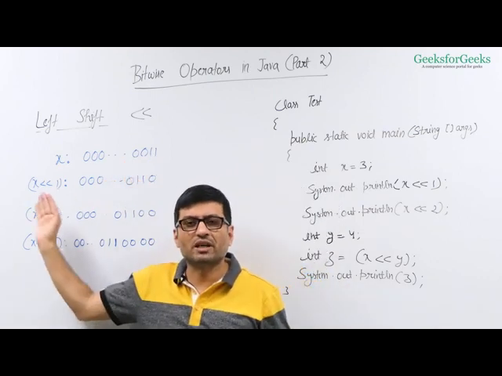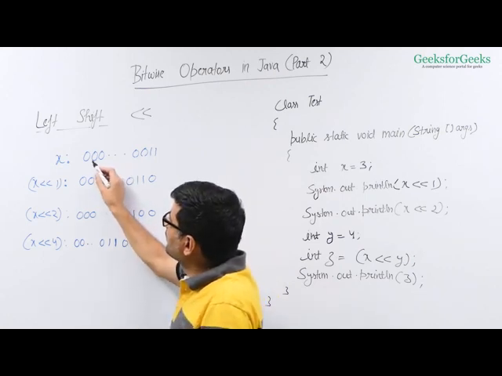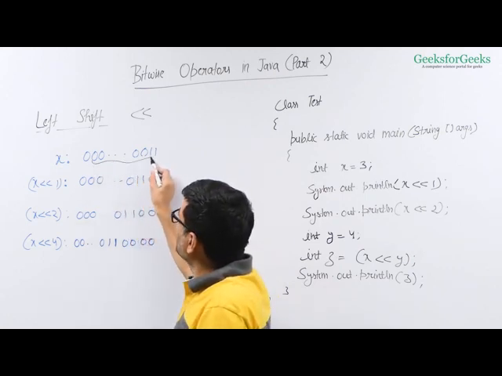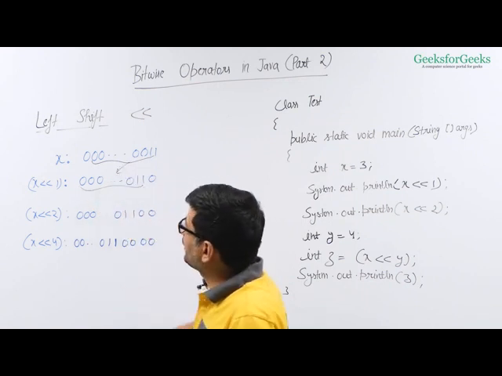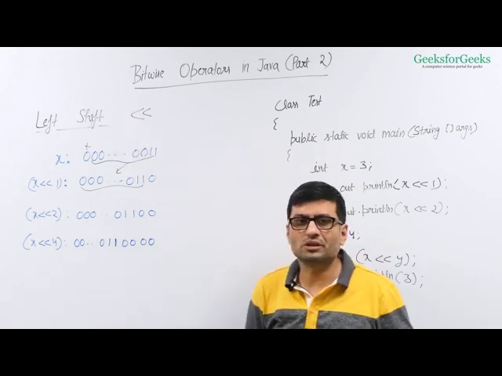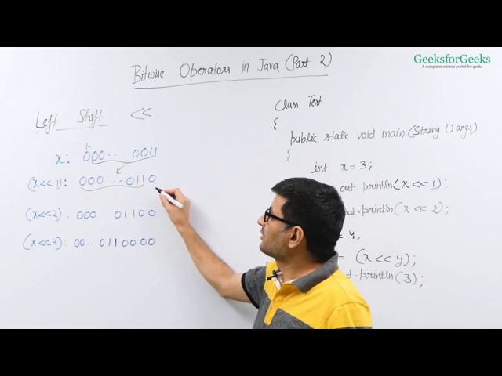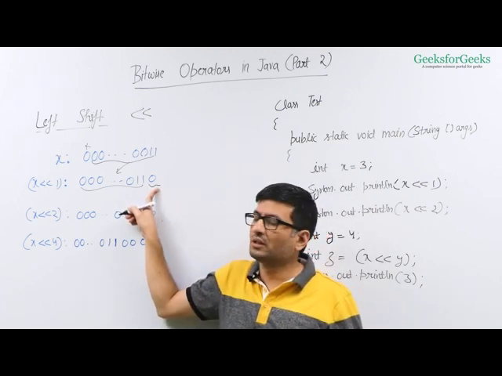Now if we left shift by 1, what happens? All bits move one place to the left, and your leading 0 is ignored. It's gone, whatever it was. And then a 0 is added at the end. That's how the left shift operator works.